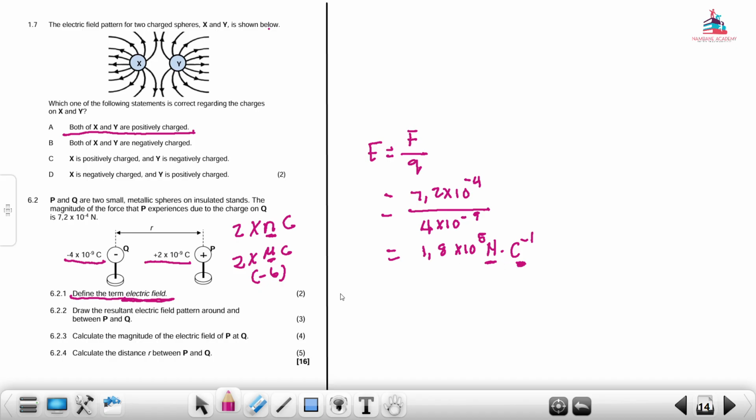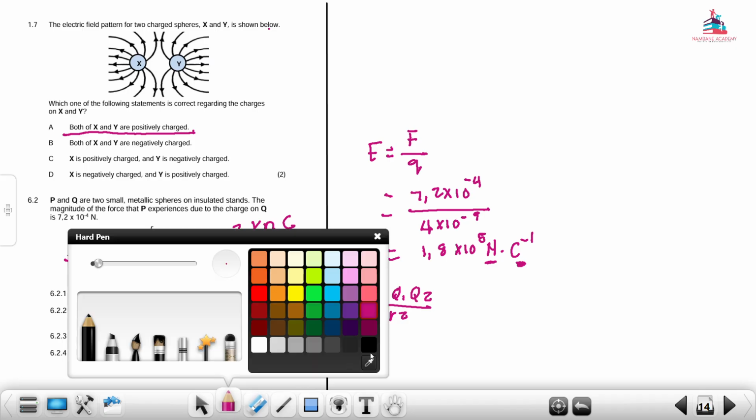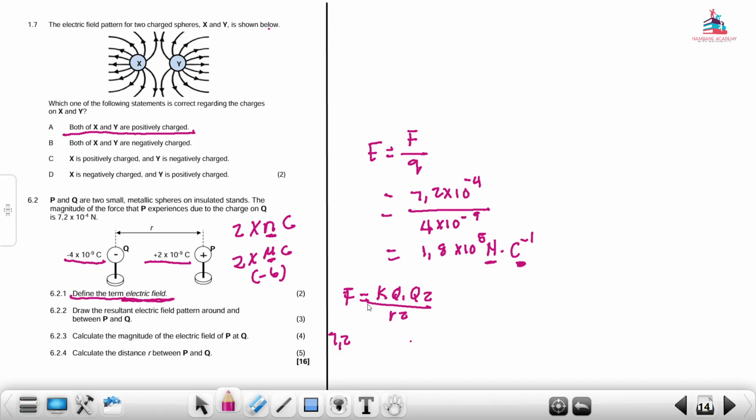And then 6.2.4, calculate the distance. Remember Coulomb's law, F is equal to K, Q1, Q2, all over R squared. K is a constant. What is our F? F is 7.2 times 10 to the power of minus 4.